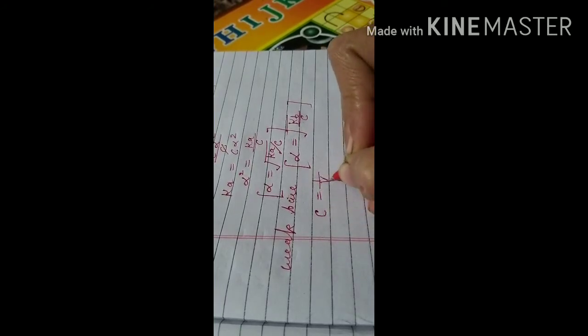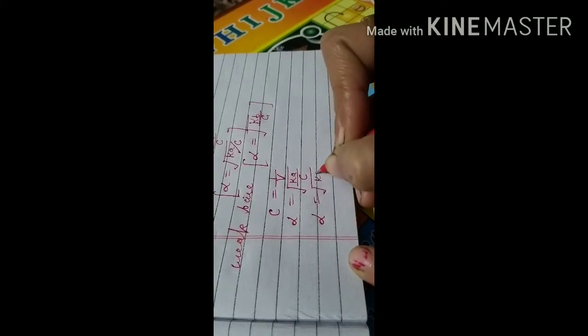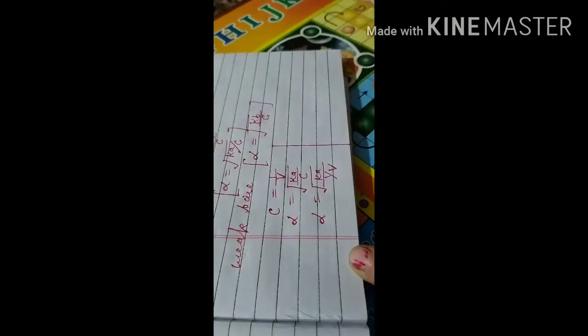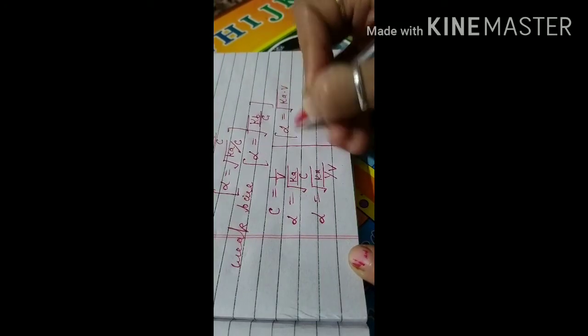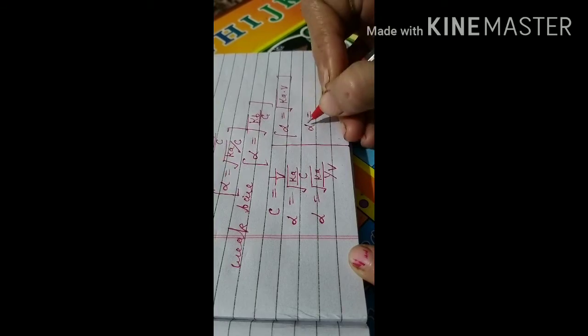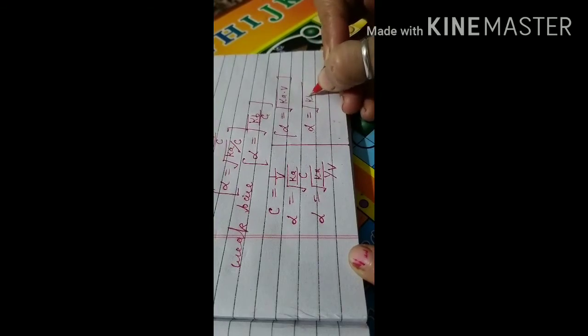One more thing I am going to tell: the molar concentration is inversely proportional to the volume, so C equals 1 upon V. In place of C, in alpha equals under root Ka upon C, we can write alpha equals under root Ka upon 1 upon V. So finally we get alpha equals under root Ka into V. For a base, alpha equals under root Kb into V. This formula can also be used for the degree of dissociation or ionization of weak acids and weak bases. I hope you all have got it.